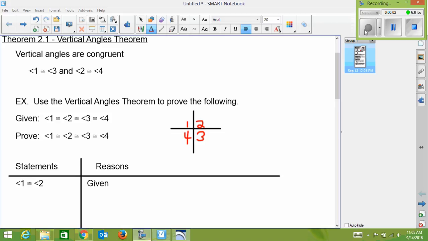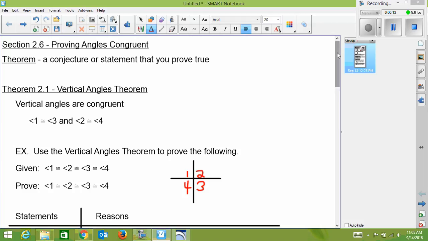Hello and welcome to section 2.6, which is on proving angles congruent. So we have some theorems here that we need to talk about. First of all, a theorem is a conjecture or statement that you prove true. So we're going to have to go through a series of logical steps, just like we talked about in the last section, to get to a conclusion, to be able to prove it.